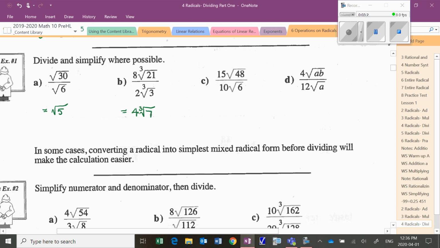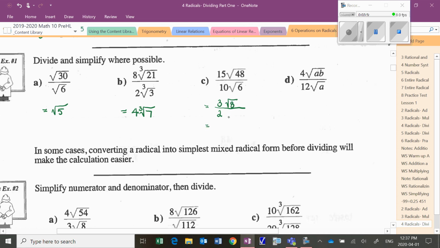For C, we've got a couple of things that we can do. Some people might consider simplifying square root of 48 first and expressing that as a mixed radical. Certainly you can, but if we can make the numbers smaller by first dividing these, then that's what I'm going to do. So I'm going to look at 15 over 10 and not change it to a decimal, but rather simplify that fraction. 15 tenths, divide top and bottom by 5, and so we've got 3 halves, and root 48 divided by root 6 is going to be square root of 8.